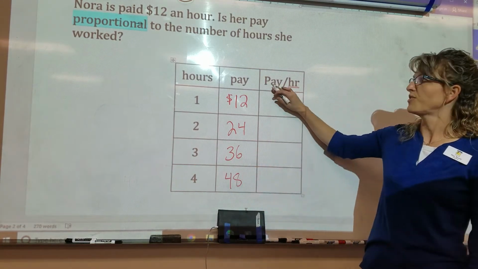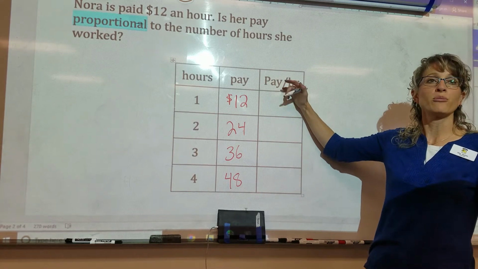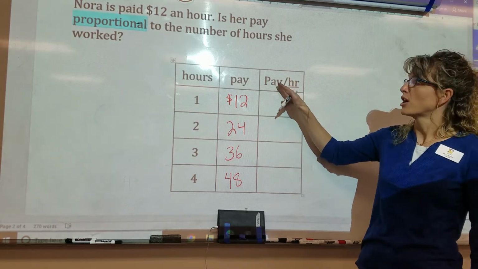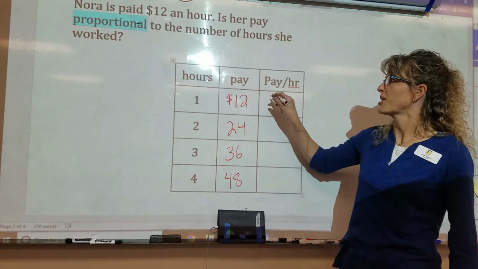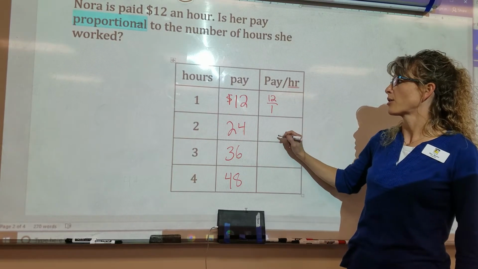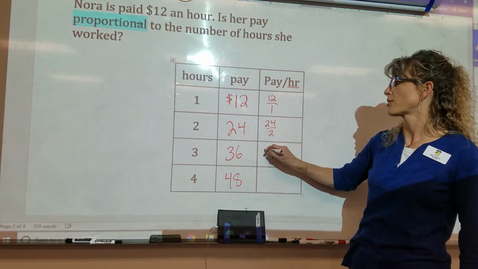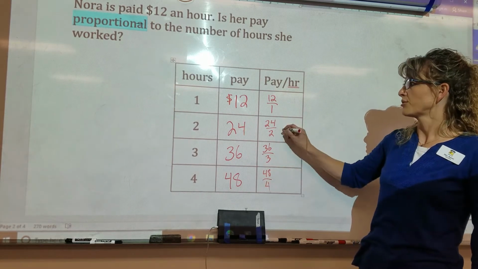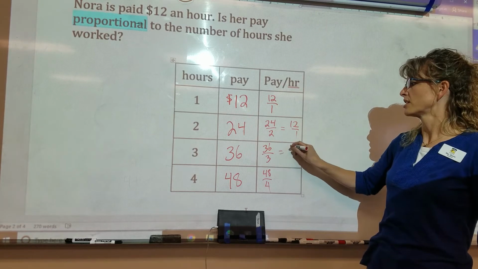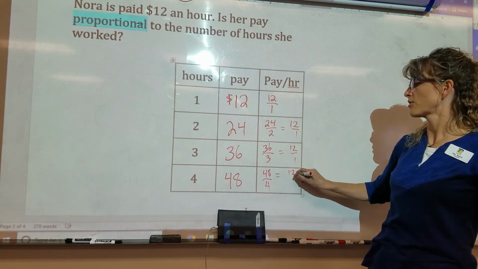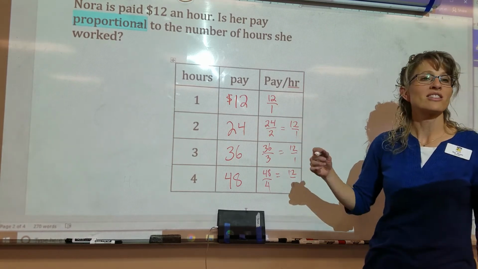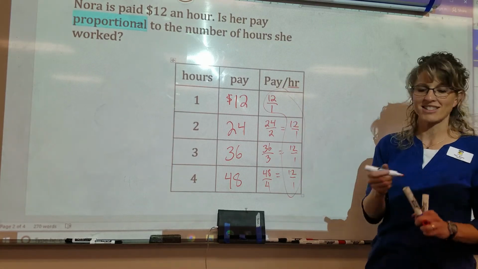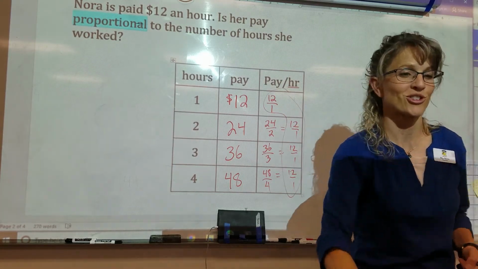48. So to figure out if it's proportional, what you do is you make a fraction out of it, right? A ratio. And we're going to do the output divided by the input, or pay divided by hours. Pay divided by hours. And reduce each one. Hey, 12 over 1. 12 over 1. 12 over 1. They're all the same. Because they're all the same, they are proportional.